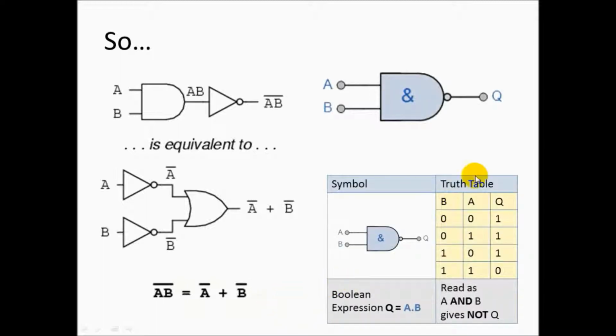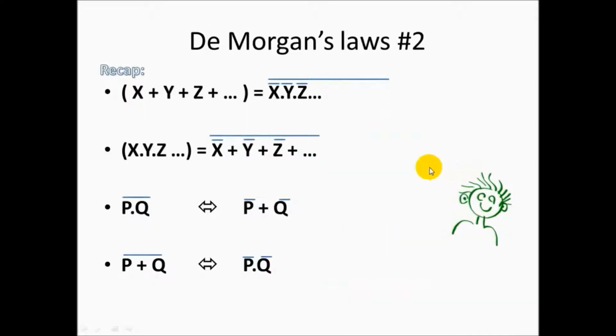And just showing you, I suppose it's nicely done. That's our AND with a negative, so it's a NAND, and this is the truth table of a NAND, A and B. De Morgan's law number two. Let's just recap. We've been through that, the inversion. So let's have a look at this.